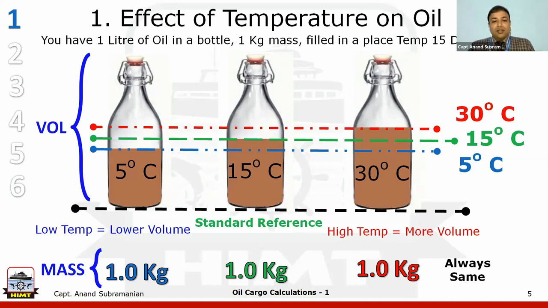Whereas when we talk about the mass, it always remains the same. That means there is no change in mass at all. The weight always remains the same. That means 1 kg at 15 degrees Celsius will still read as 1 kg at 5 degrees Celsius, and again show the same at 30 degrees Celsius. Is it clear? Any doubts so far? The basics we've covered so far? No, sir. All right, great.